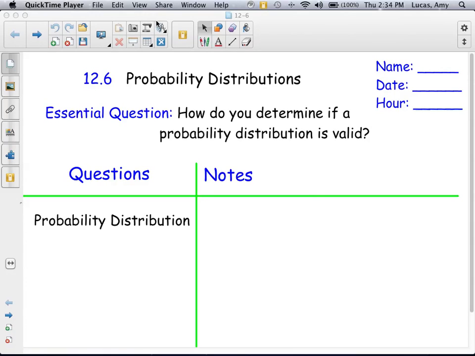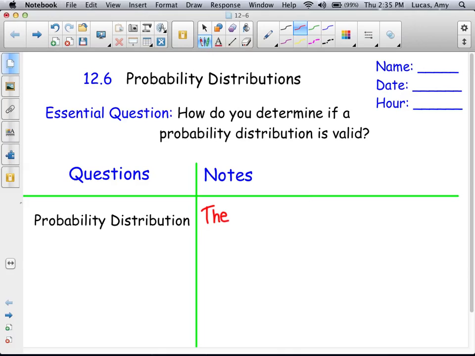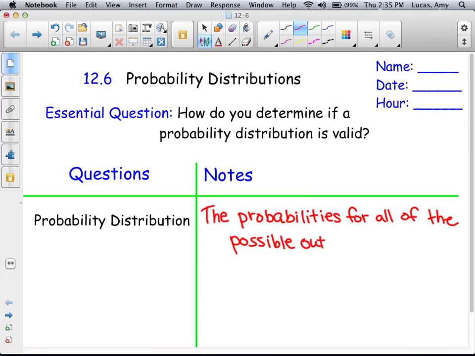What a probability distribution is, usually a chart or a table, but it's all of the probabilities for all of the outcomes for a variable. So it's the probabilities for all of the possible outcomes of a variable.